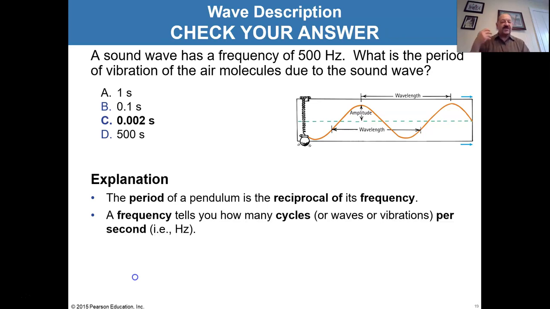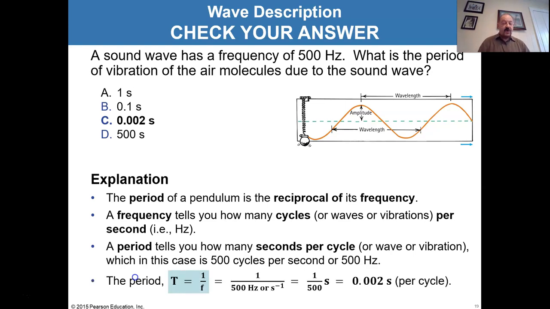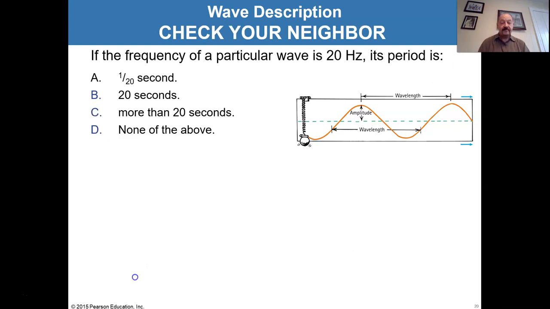The period is the reciprocal of the frequency. The frequency is the reciprocal of the period. Because frequency is how many cycles per second, and period is how many seconds per cycle. You just flip them. You flip the number, you flip the unit. So period is 1 over the frequency, 1 over 500 per second is 0.002 seconds. That's the number of seconds it takes one cycle to whip on by or to vibrate.